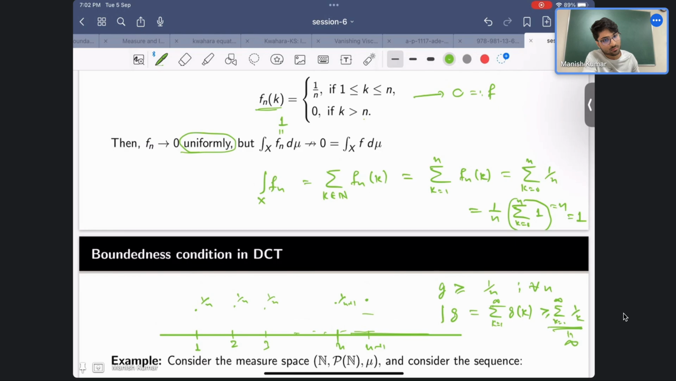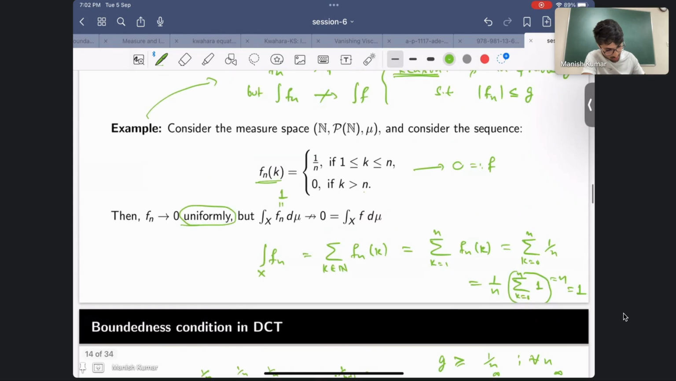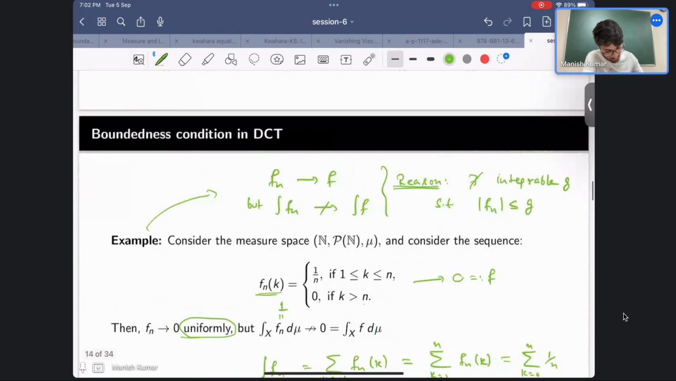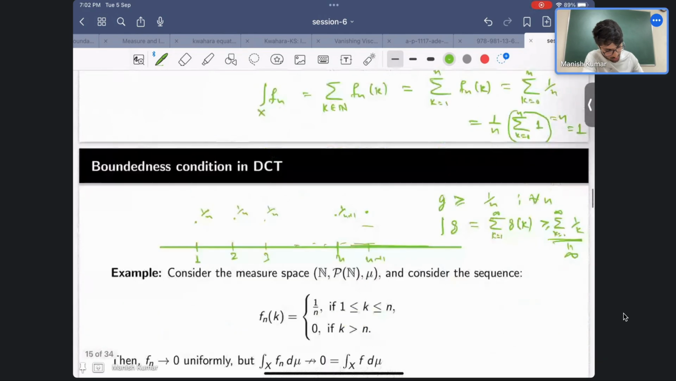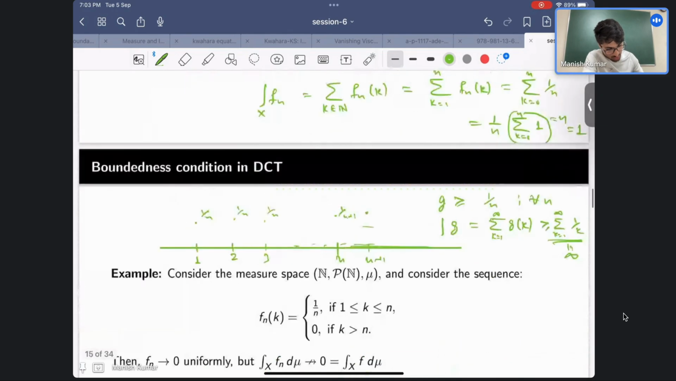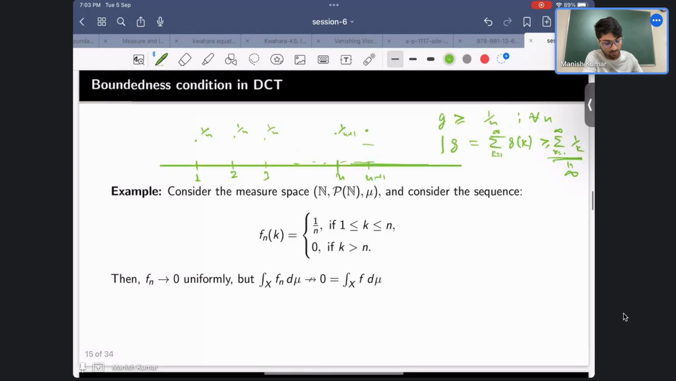Yes, sir. Is it fine? Okay, sir. Okay, so maybe I can put it somewhere. I'll see if I can put it somewhere or not. Okay, so it's clear to you, right? Yes, sir. It's clear.